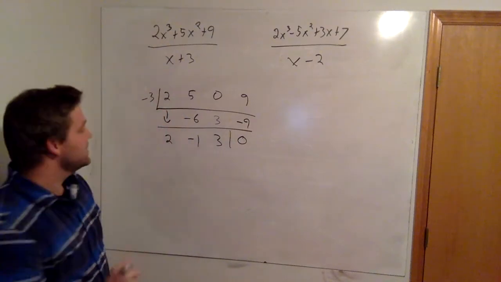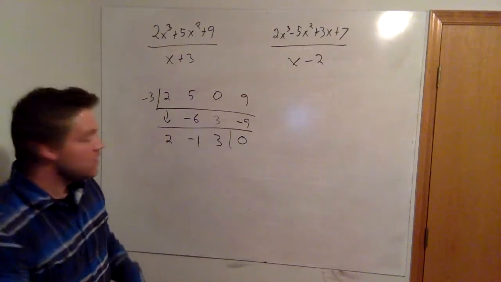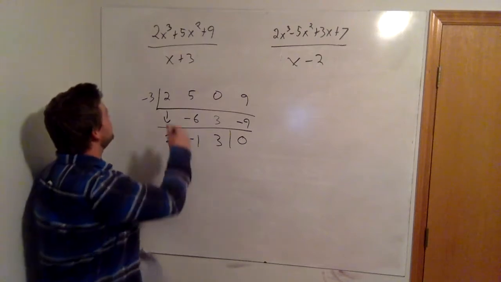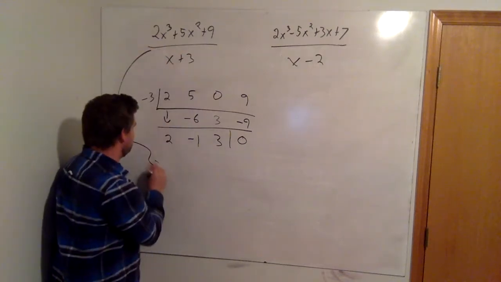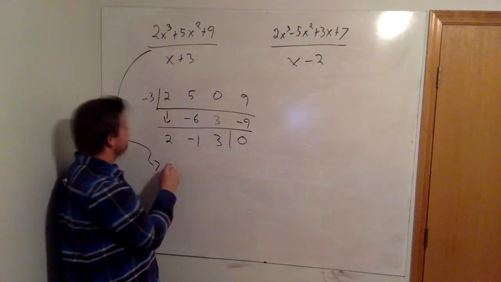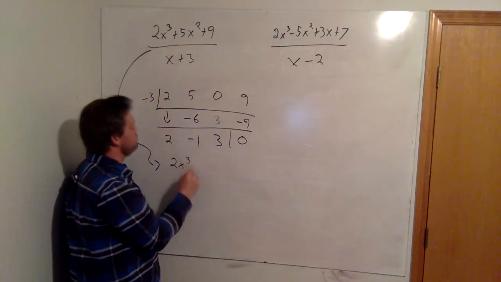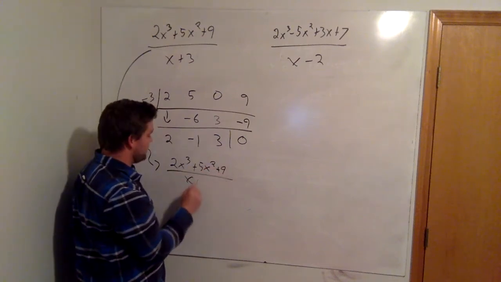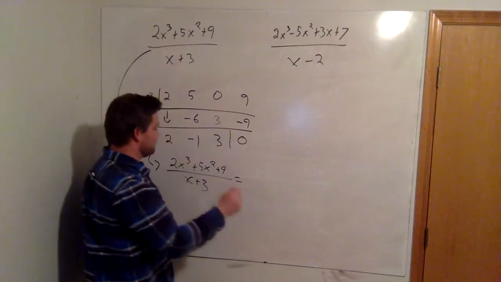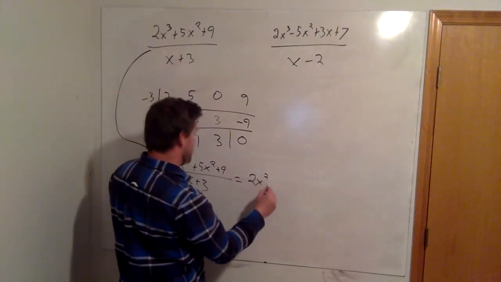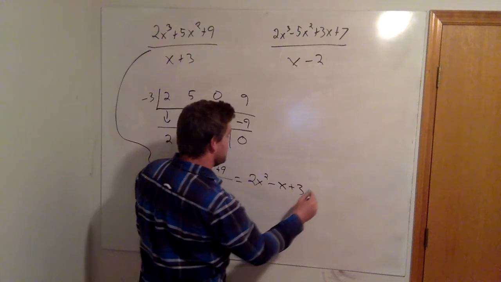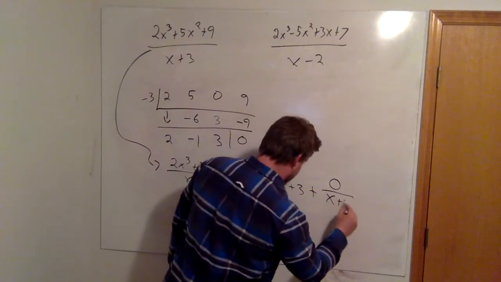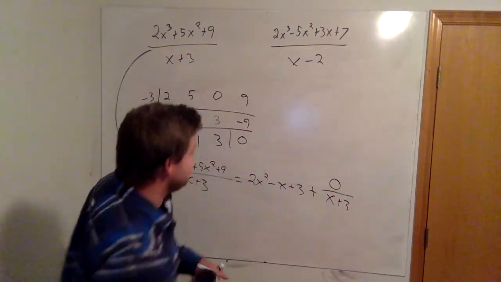This is exciting. We're always going to be very excited when we have a 0 as a remainder. This is great news. Let me show you. Let's actually write this all down. 2x cubed plus 5x squared plus 9 all over x plus 3 is equal to 2x squared minus x plus 3 plus our remainder, 0 divided by x plus 3. This is just 0.